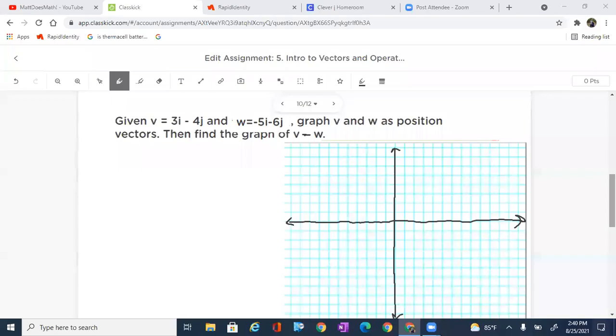All right, so in this video, we're going to subtract some vectors. Given v equals 3i minus 4j and w equals negative 5i minus 6j, graph v and w as position vectors, then find the graph of v minus w.